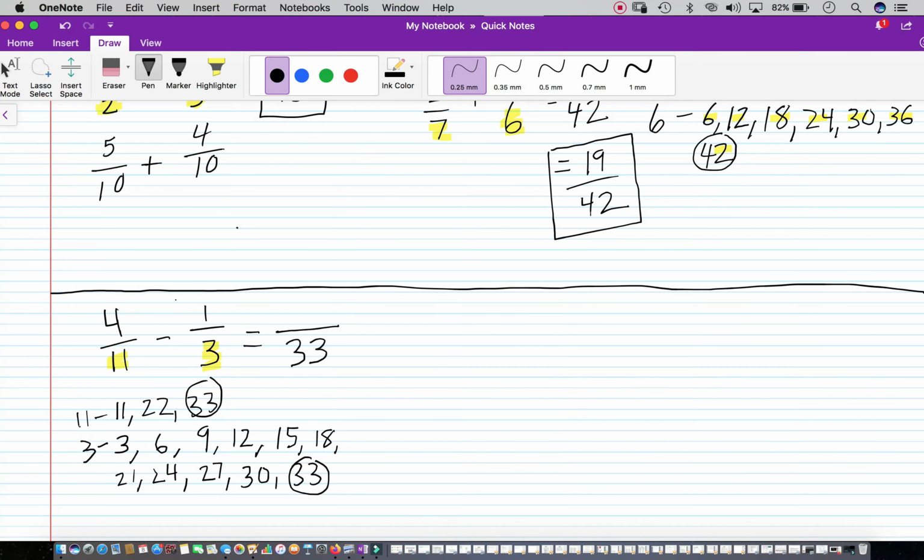Now, to use the butterfly method, you're going to start with the first fraction at the top. Multiply that numerator by the second denominator. So it's going to be 4 times 3, which gives us 12. Keep your minus sign. Now, cross multiply these two numbers. So 11 times 1 is 11. Of course, we'll keep our denominator. 12 minus 11 gives us 1.